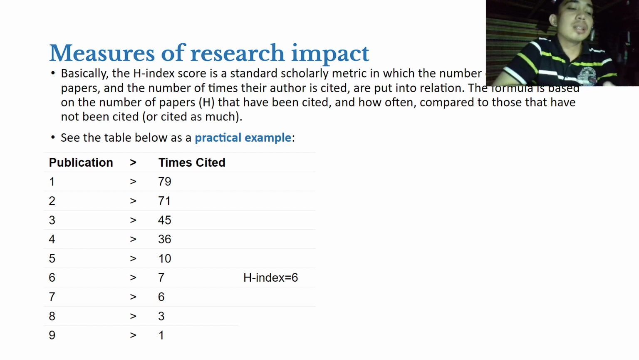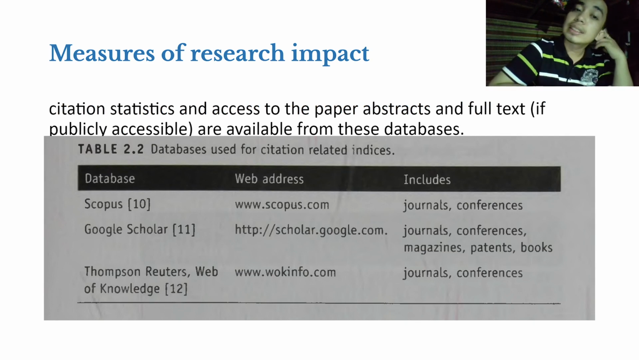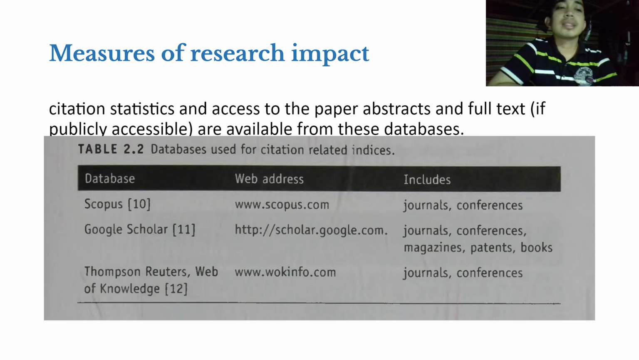So the formula is the number of papers that have been cited more than the number of the articles. So if you have six articles and those six articles have been cited more than six times, then you have an H index of 6. Citation statistics and access to the paper abstracts and full text, if publicly accessible, are available from these databases. We have Scopus, Google Scholar, Thomson, and the others on the right side here are the references.